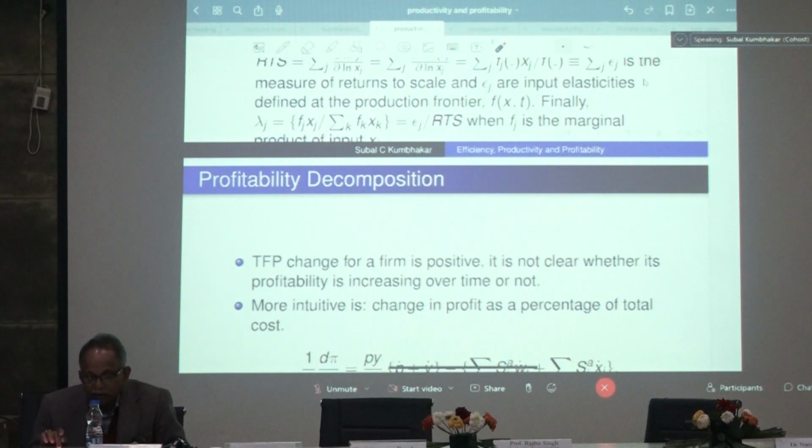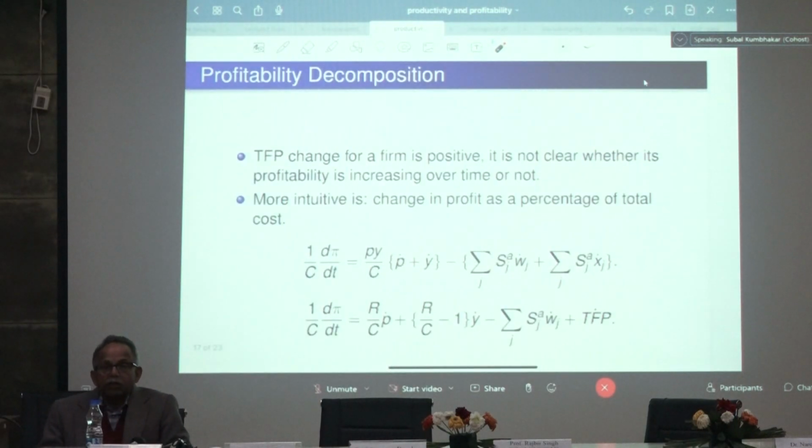So if the TFP change for a firm is positive, it's not clear whether profitability, or profit, is increasing over time or not. So it's better to think in terms of what is happening to profit, whether profit is increasing because of TFP change being positive. Okay, so the question is, how do you define profit change?